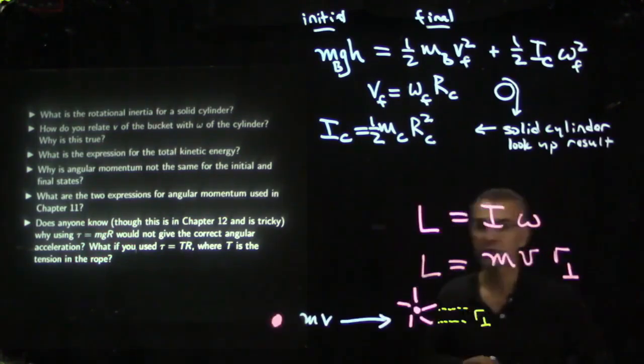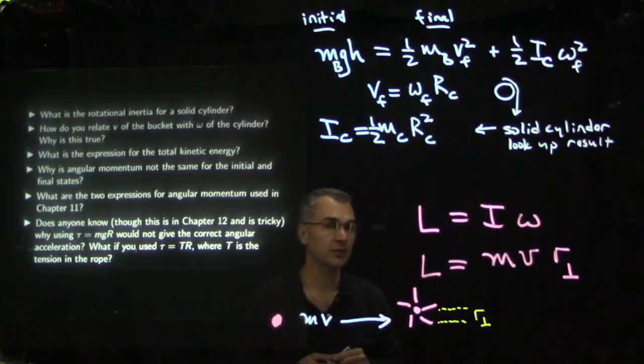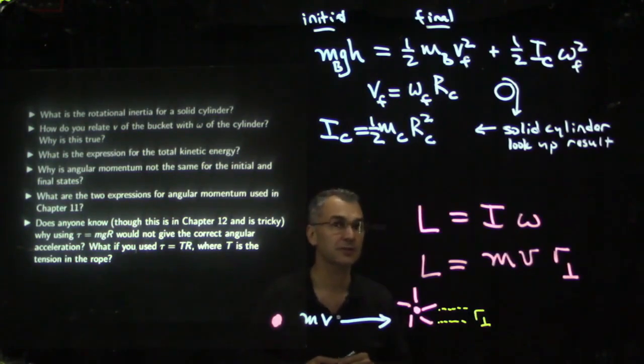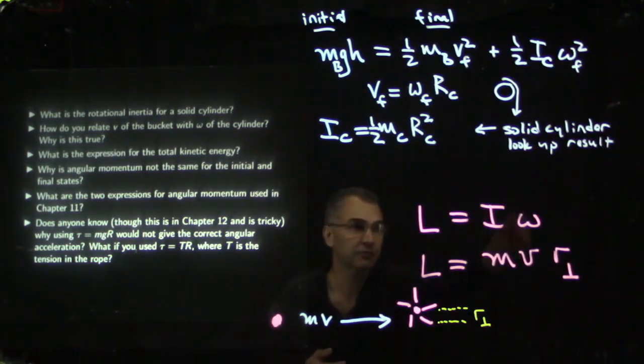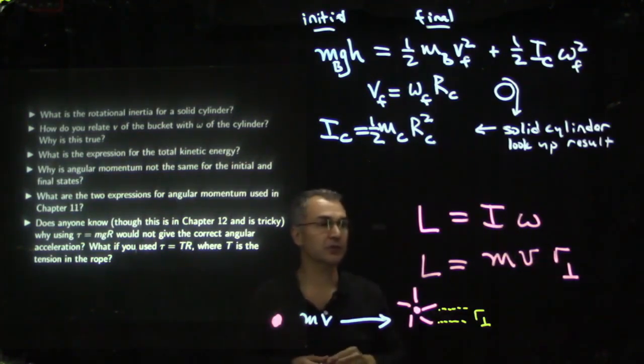There actually are 2 expressions for angular momentum in chapter 11. I think we're not going to get to them until a little bit later. One of them is just I times omega, so that is rotational inertia times rotational velocity. The other is basically momentum times lever arm. This is mass times velocity times perpendicular distance.